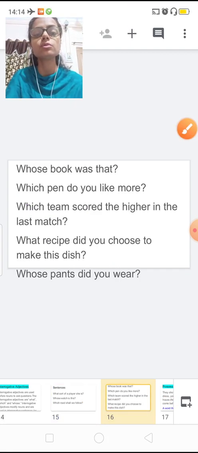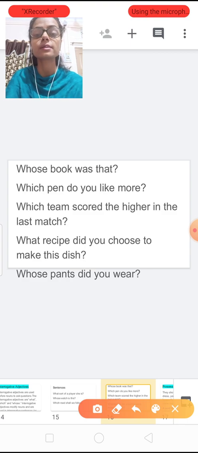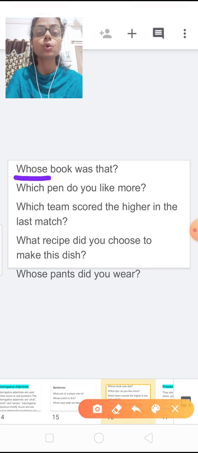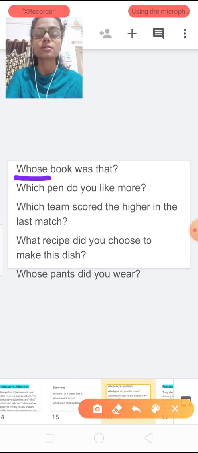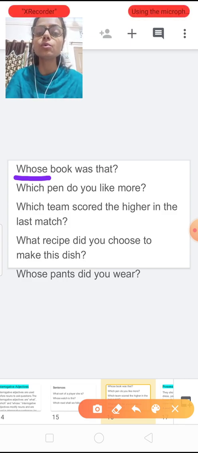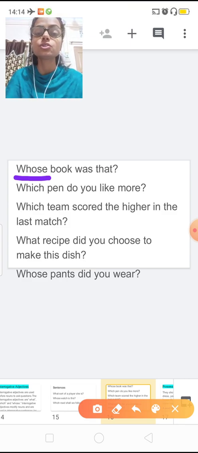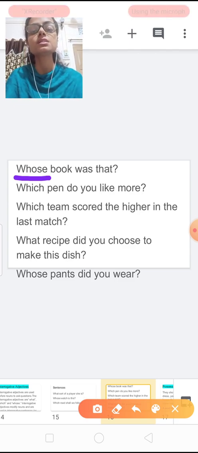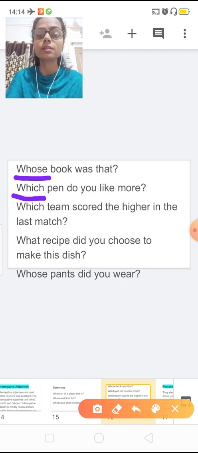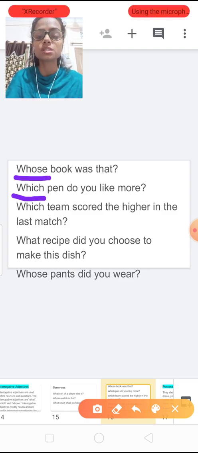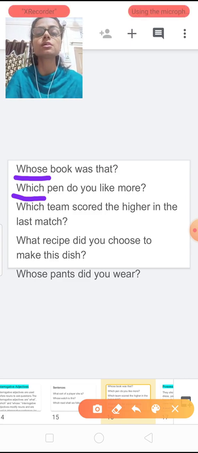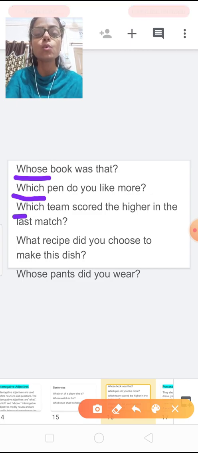Now next, whose book was that? So here the interrogative adjective is whose. Which pen do you like more? So the word is which. Which team scored the higher in the last match? So the interrogative adjective is which.